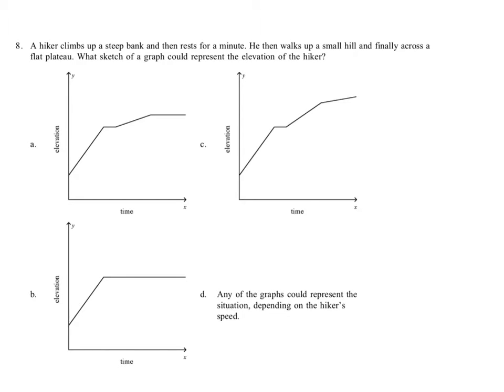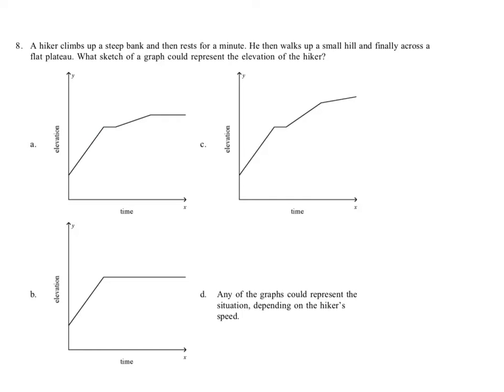Well, look, in this initial steep climb up the bank, that's the climb up the bank. That's good. They're all doing that, all A through C. By the way, D says any of these graphs could represent it. So let's see if that's actually true. Okay, they all start by climbing that steep bank.